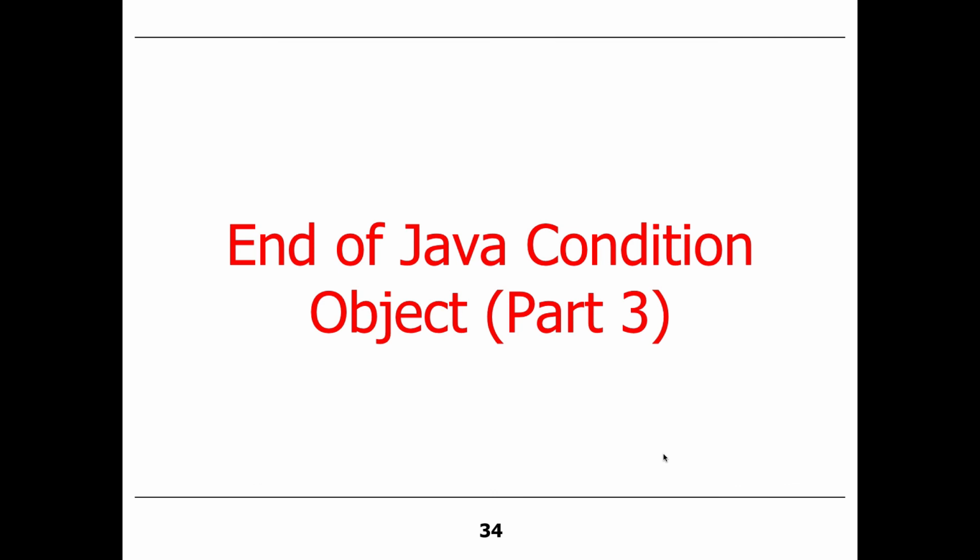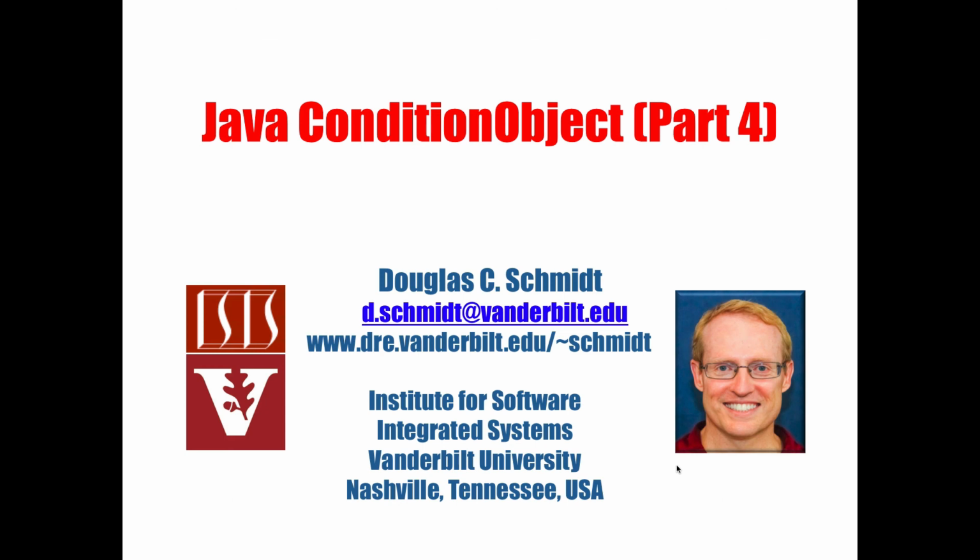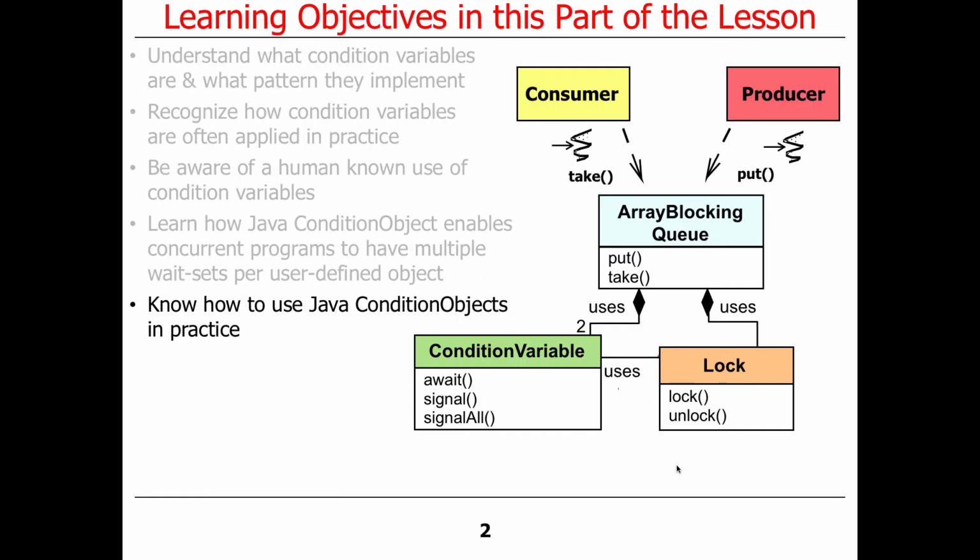Okay, so that's the end of part 3 of the discussion of condition object. So now that you have a better idea of what the condition objects do in terms of a class, what the methods are, and some vague ideas about how you await and signal all, let's go ahead and take a look at how you can actually use this stuff to write real Java code. And as before, we'll take a look at the implementation of the array blocking queue.